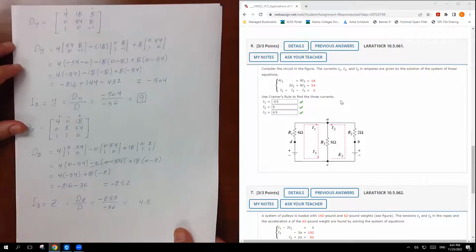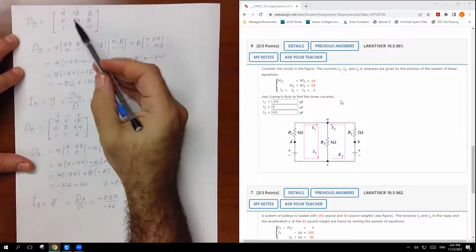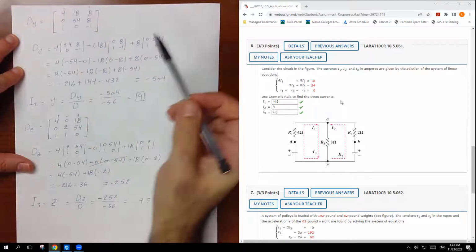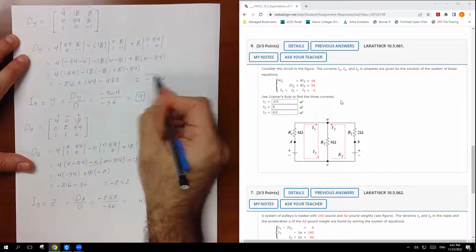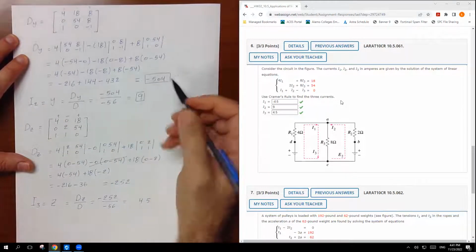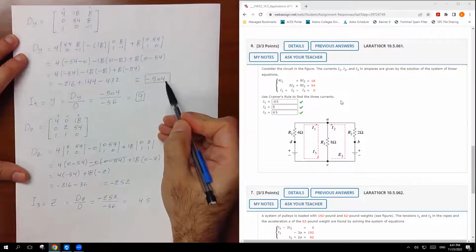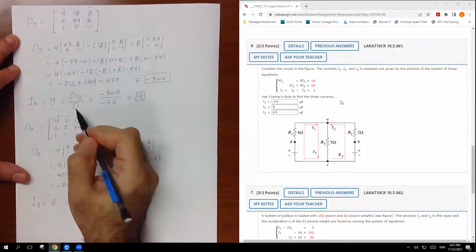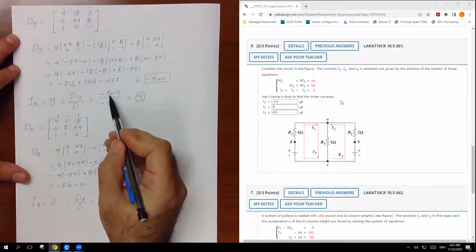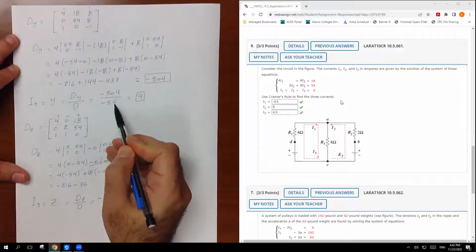So we substituted b by the second column, plus, minus, plus. dy is going to be, find the determinant, negative 504. So I2 is going to be the y, which is dy divided by d. So negative 504 divided by negative 56 is going to be 9.